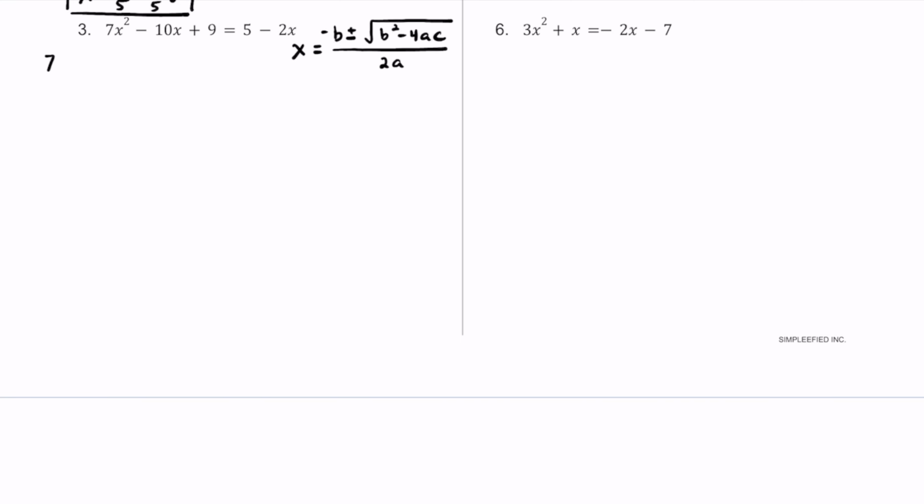So I'm going to go ahead and write that we have 7x squared minus this 10x plus 9 is equal to this 5 minus 2x. Okay, so let's move everything on the right side to the left side. So we take away 5 from the constants here, and we can go ahead and add 2x to the x terms. Okay, so if we do that, then everything will be on the left side and it'll equal 0. So we're going to have here 7x squared minus 8x plus 4, and that's equal to 0.